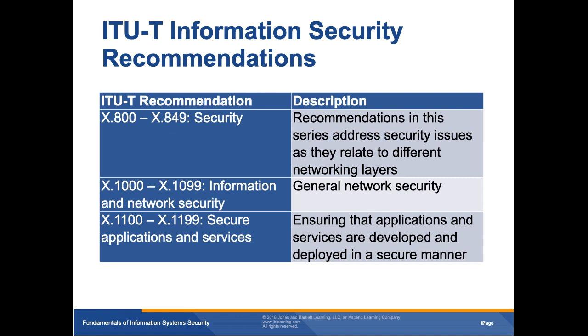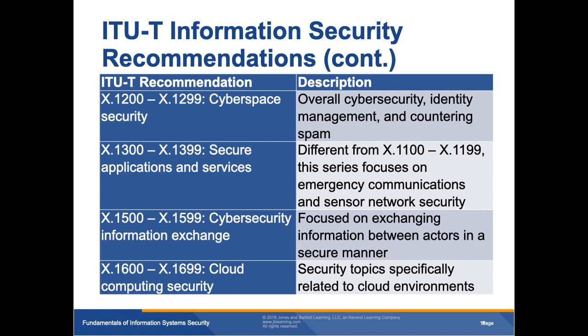And here are some: X.800 and X.849 is security. Recommendations in this series address security issues as they relate to different networking layers. And various others, like X.1100 to 1199, ensure the application services are deployed in a secured manner. And here are just a few more, continuing. Cloud computing, the 1600 to 1699.